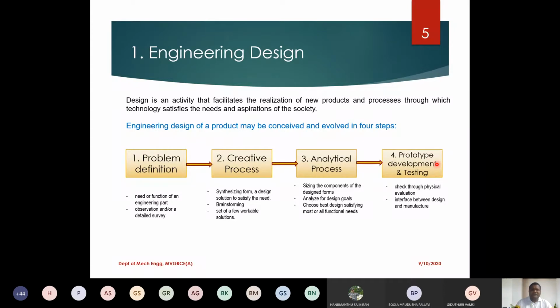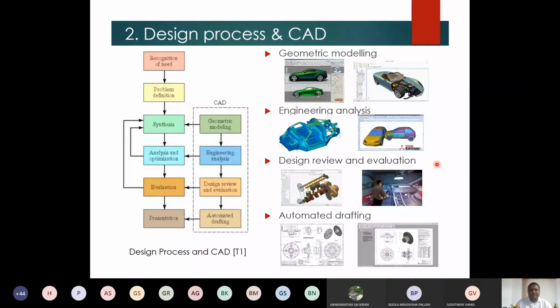So engineering design, generally this term we use for concept making, whereas if you look at the design process and CAD, I want you to remember the terms so that you don't get confused between them, or when a question is asked, you don't get confused. So here we are calling it the design process and also CAD.